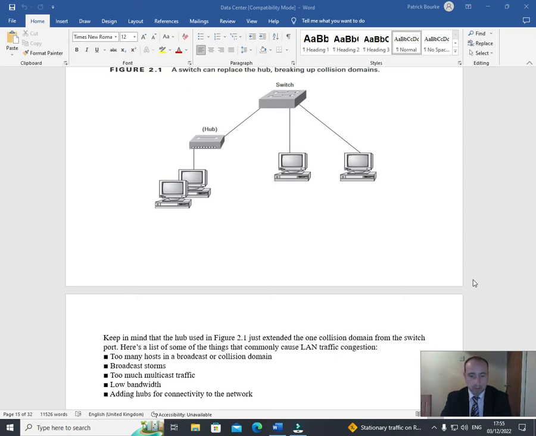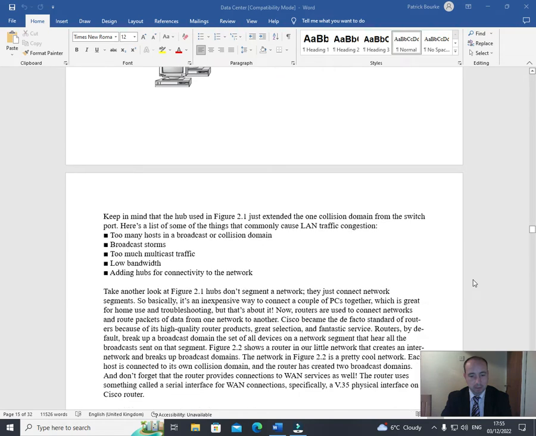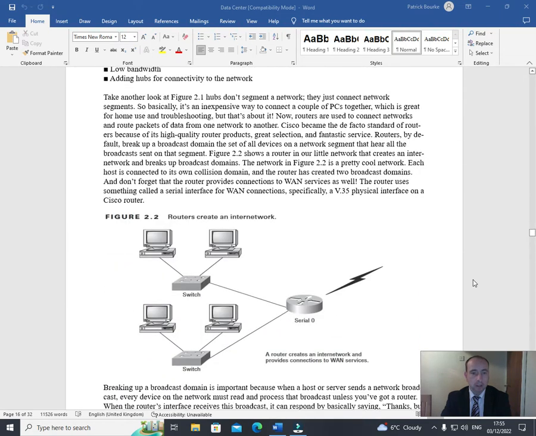Here's a list of some of the things that commonly cause LAN traffic congestion: too many hosts in a broadcast or collision domain, broadcast storms, too much multicast traffic, low bandwidth, adding hubs for connectivity to the network. Take another look at figure 2.1. Hubs don't segment a network, they just connect network segments. So basically it's an inexpensive way to connect a couple of PCs together, which is great for home use and troubleshooting, but that's about it.